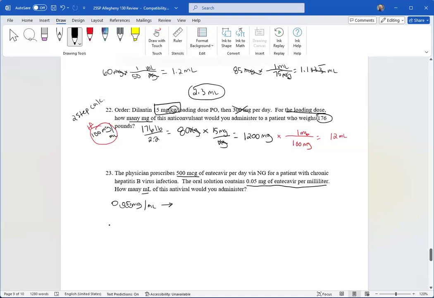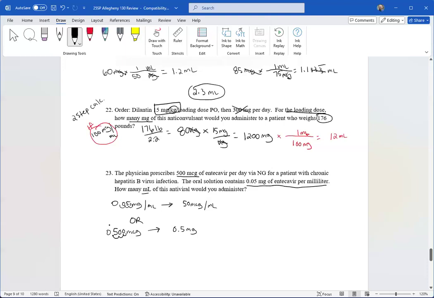And so this would become 50 micrograms per milliliter. So that's one iteration that we can use. Or I could take the 500 micrograms, follow the same procedure, except I'm going to move to the left. Okay. And then that would become 0.5 milligrams. So either way, I can do that problem.